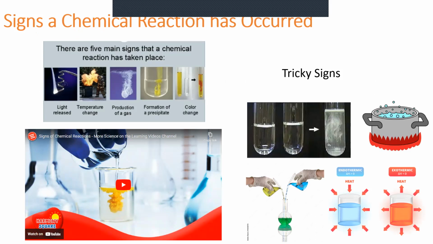You might see that light is released, or that there's a temperature change in the reaction. It could be that the reaction is giving off heat in the form of increased temperature, or that the reaction actually absorbs heat and the flask gets colder. We can have production of a gas as a sign of a chemical reaction, as well as the formation of a precipitate. A precipitate is a solid that forms in a reaction. And we can also see a color change. Let's watch a video about the signs of a chemical reaction.